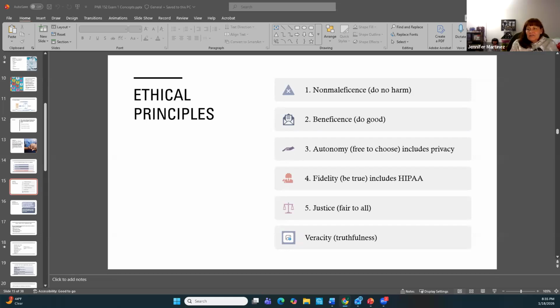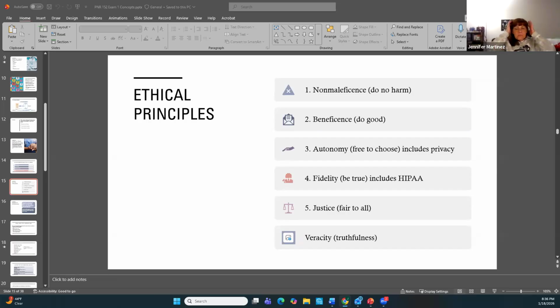So things that would fall under this also include HIPAA. So autonomy includes privacy, fidelity includes HIPAA, right? So things like not talking about your clients in the elevator or the cafeteria or in the hallway where other people can hear you. It's not letting somebody else talk bad about clients, right? We all know room six, a pain in the butt, right? They're going to be on the call bell every 5 minutes, and all they really want is just a sip of water. Okay, that doesn't make them a pain in the butt. It makes them thirsty, right? And so maybe we need to look at some interventions to help them get enough fluids, right?